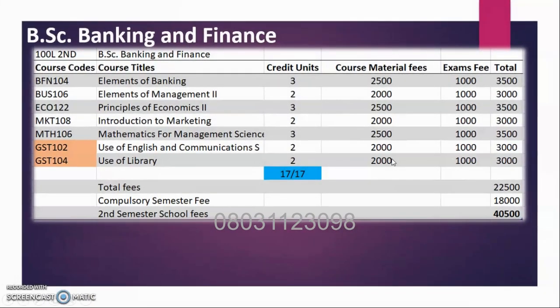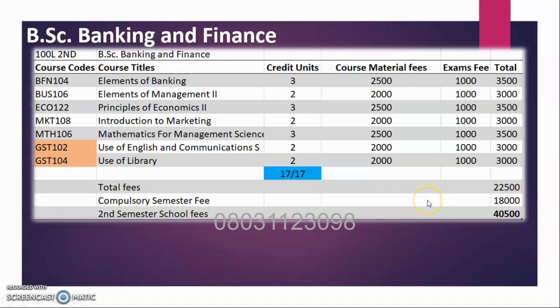100 level second semester school fee will be 40,500. Using the same calculation pattern, 2 units, 2,000, 3 units, 2,500, and so on. And you see 17, which means you are expected to pass all of these. You register them all, you pass them all. So look at the compulsory fee, it has changed to 18,000.